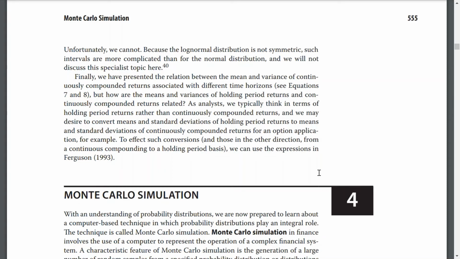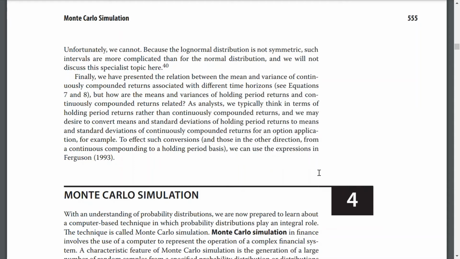See equations 7 and 8, but how are the mean and variance of holding period returns and continuously compounded returns related? Analysts would typically think in terms of holding period returns rather than continuously compounded returns, and we may desire to convert means and standard deviations of holding period returns to means and standard deviations of continuously compounded returns for option applications.